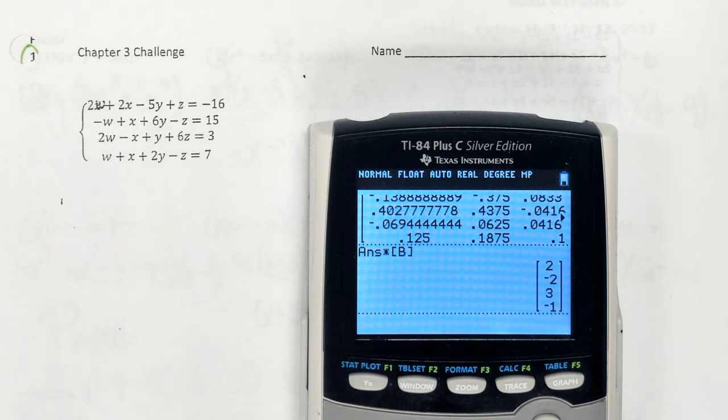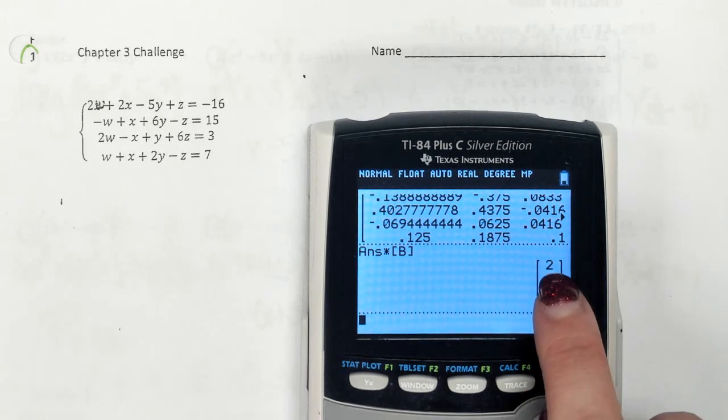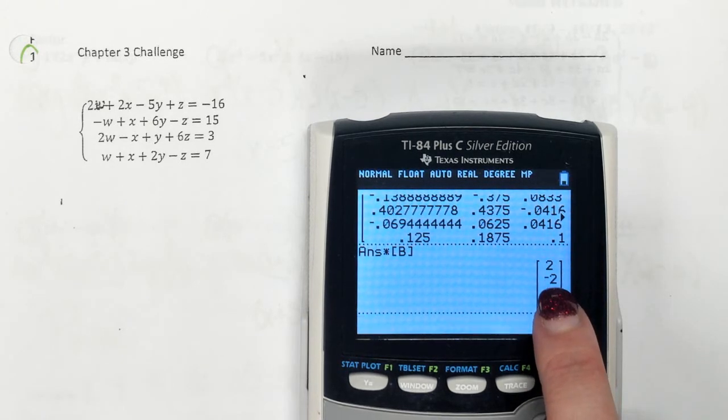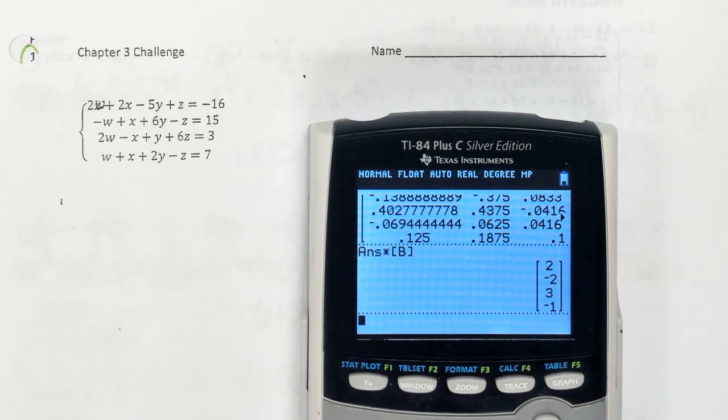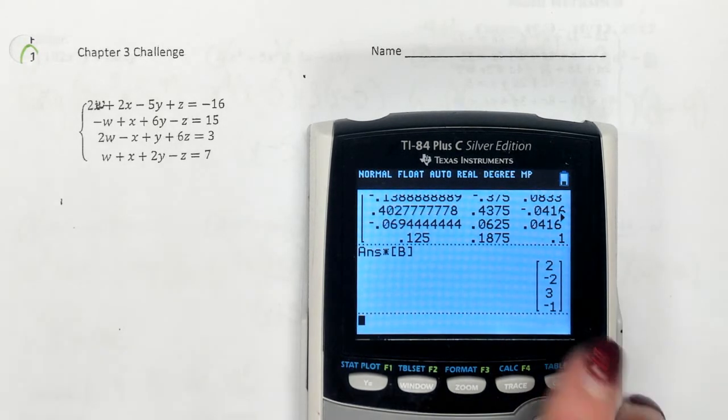Those numbers look familiar? If they don't, then that means some of us didn't do our challenge problem. So what's W? 2. What's X? -2. And Y and Z? -1. Y'all okay?